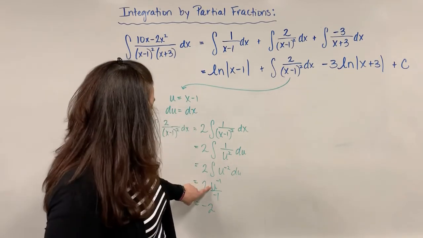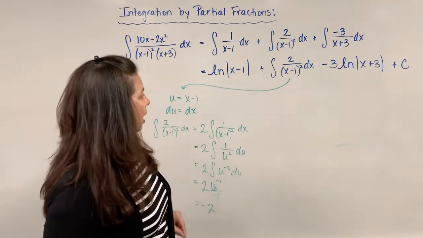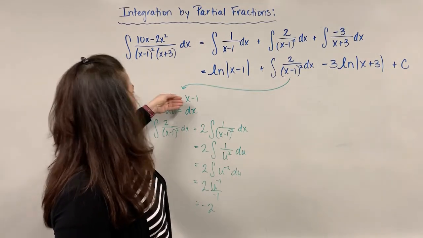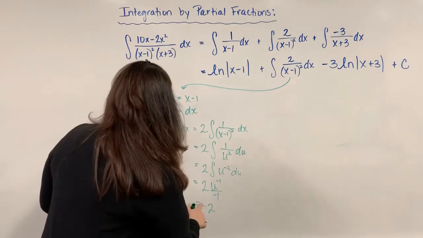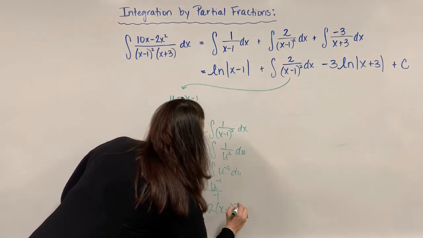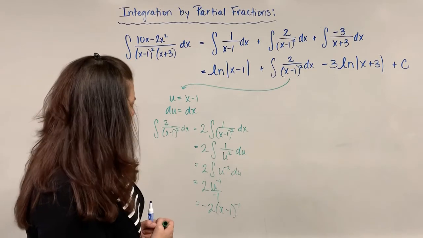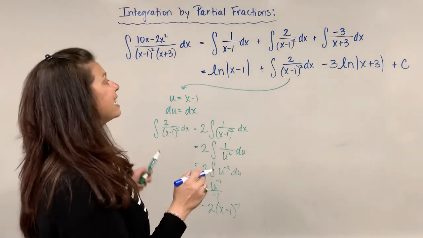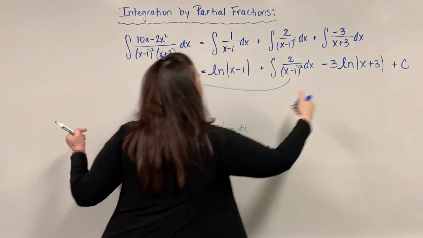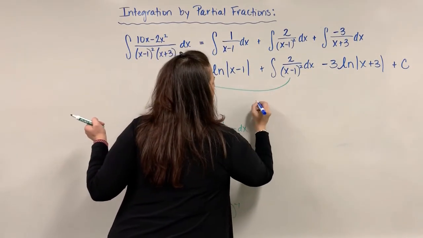We're not going to leave this answer with u's, right? Because we have our x's originally. So let's sub back in what we know u to be, which is x minus 1. So we have -2 times x minus 1 to the negative 1 power. Okay, now at least I know what this integral is. So let's write it all out beautifully. So I'll just drop down here.